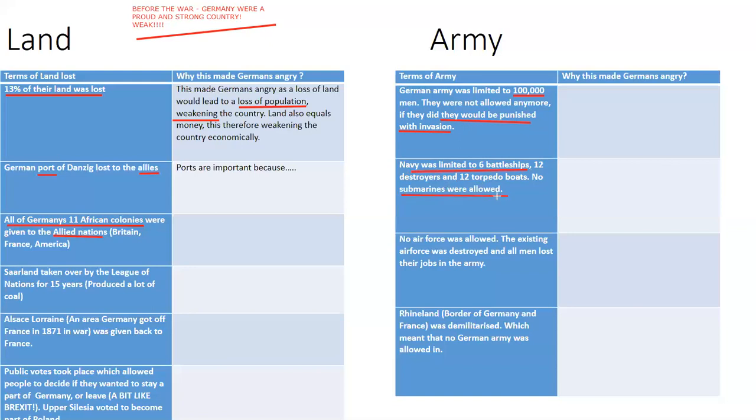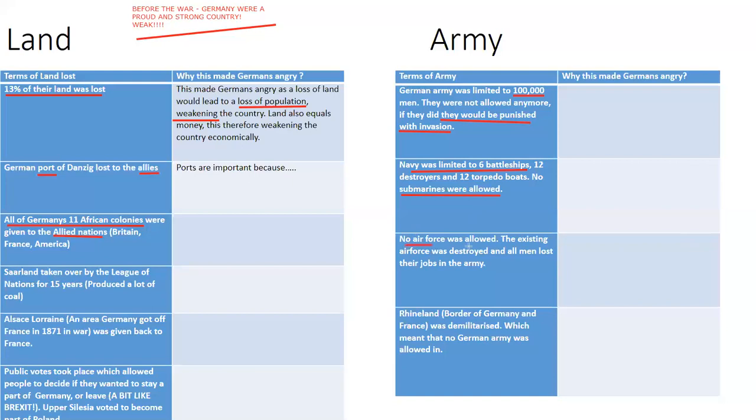No submarines were allowed. What's this going to do? Well, it's going to weaken Germany navally. It's also going to make countries such as Britain, who's developing Royal Naval Force, become a force to be reckoned with. Germany are becoming weaker. The enemy are becoming stronger. This is going to make sure, hopefully, that another war is never going to happen.